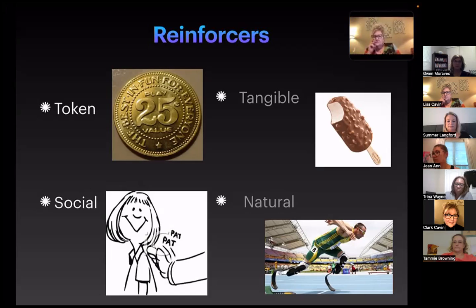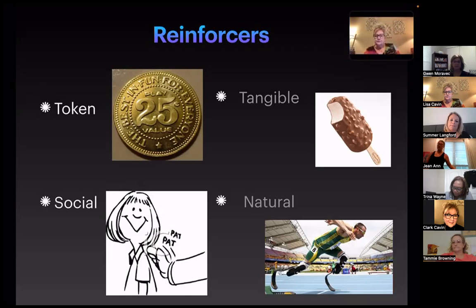You give them an actual physical thing that they can have, something to eat, anything like that that's tangible. A social reinforcer is the praise, like we gave to Trina earlier, a pat on the back, anything that is rewarding to a student.